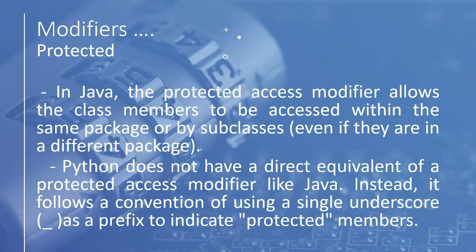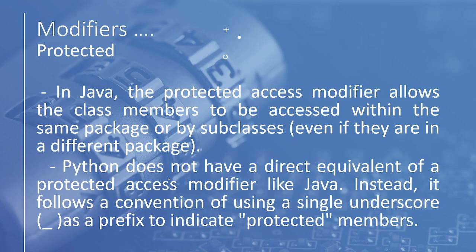Now then we have protected. In Java, the protected access modifier allows the class members to be accessed within the same package or by the subclasses. That is a class within a class, or we can have a default class and even a subclass also, main class, superclass, or the subclass. So even if they are in a different package, the protected access modifier allows the class members to be accessed. Now Python actually does not have a direct equivalent of a protected access modifier like Java.